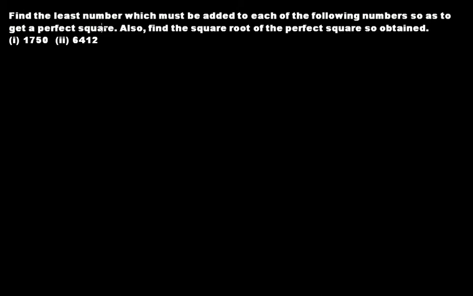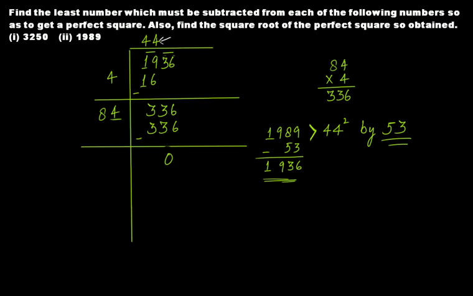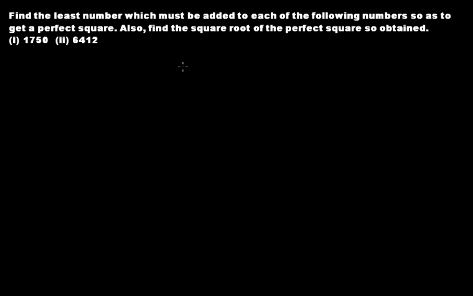Find the least number which must be added to each of the following numbers so as to get a perfect square. Also find the square root of the perfect square so obtained. Now this is similar to what we have discussed here. In this case, it's the reverse of what we do here. Here we subtract, but here you have to do addition. Okay, so take this one, 1750.